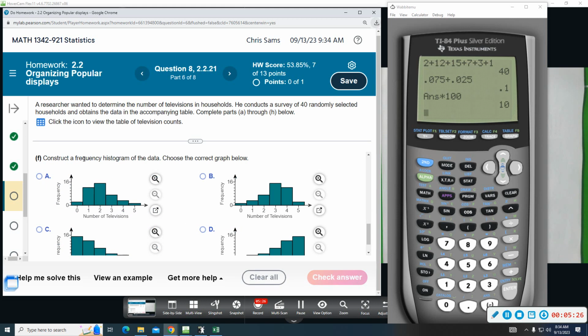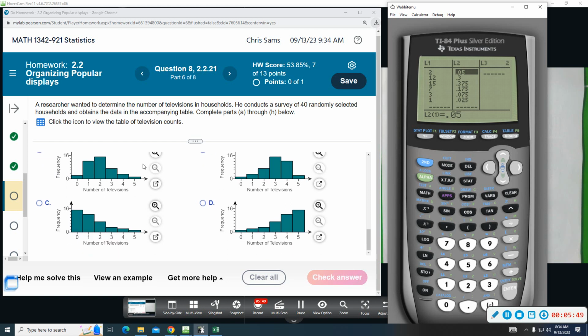F, we want to construct a frequency histogram of the data. So the data, go back to stat and look at this. So these were the totals: 2, 12, 15, 7, 3, 1. So it starts low, it goes up, and then it starts dropping back down. So this one looks like it matches that pattern, and that is the one that looks like it matches the closest.